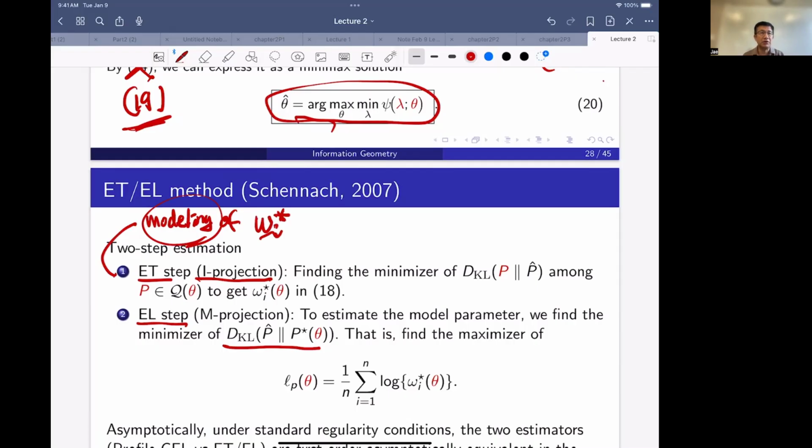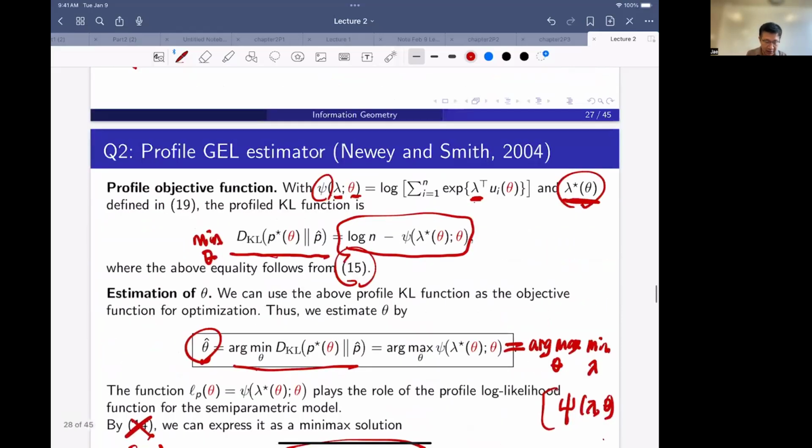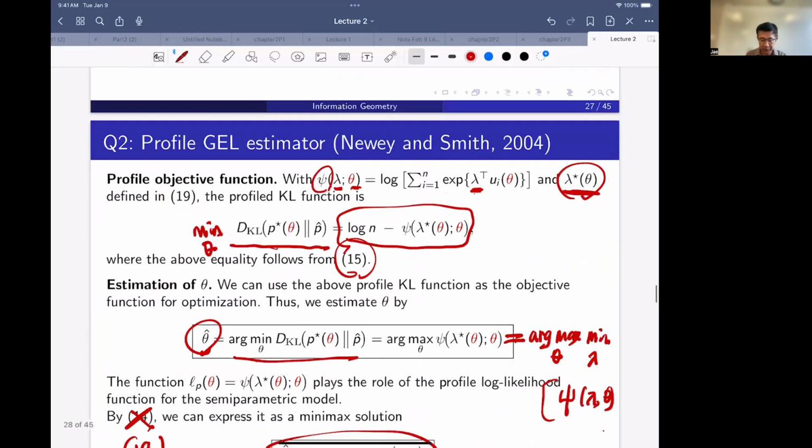Okay. Now the question is how to determine theta. And one way is just the profile. So replace by P star theta. That's one way. That is this way. Okay, profile approach.